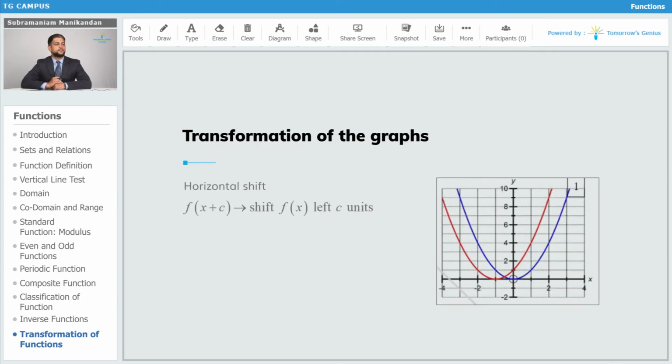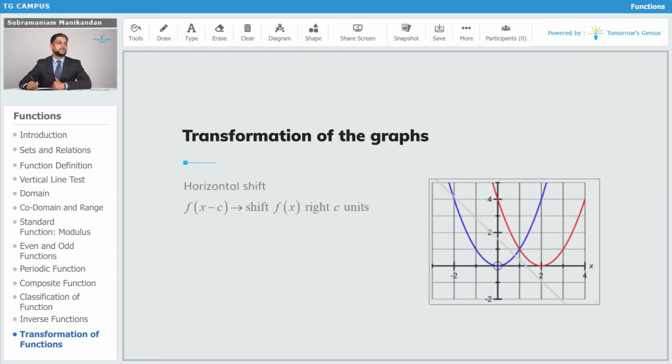Horizontal shift: if we have a function f(x) whose graph looks like that blue colored graph, then f(x plus c) shifts the graph c units to the left. Here c is a positive real number, so f(x plus c) shifts the graph to the left by c units. Similarly, f(x minus c) shifts the graph c units to the right.